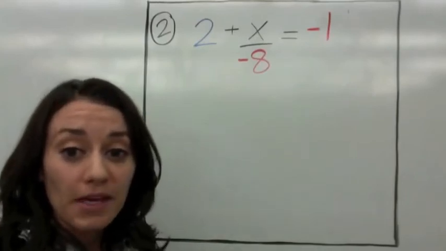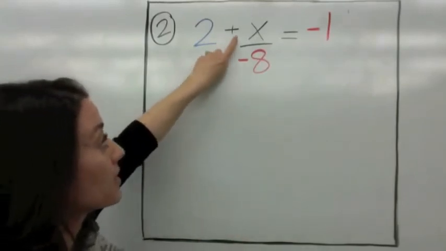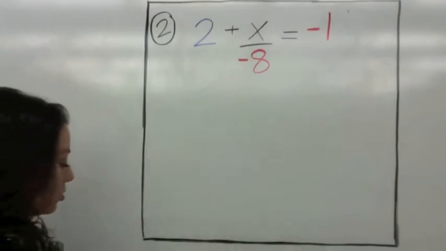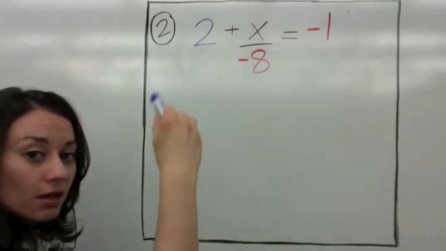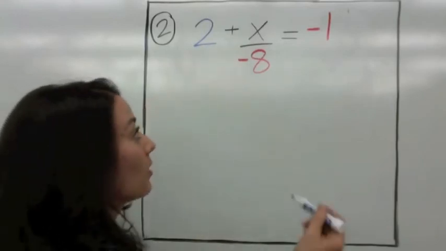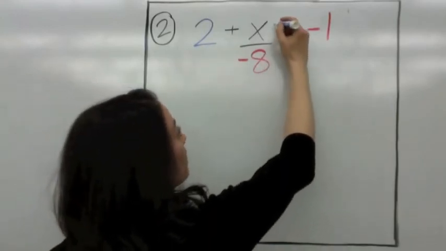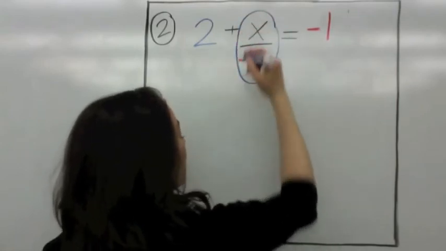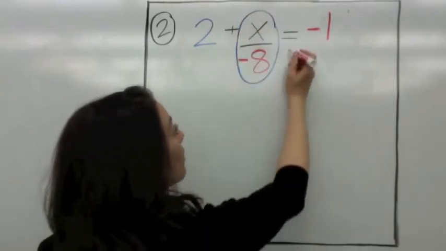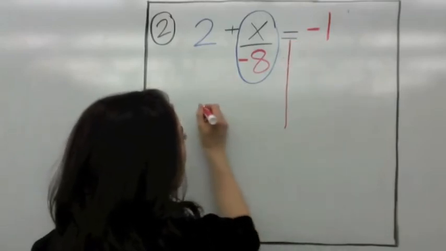Read number 2 with me. It says 2 plus x divided by negative 8 equals negative 1. So the first step is to circle the fraction. What is the fraction? It is x divided by negative 8. Okay, so we're going to circle the fraction and draw a t.